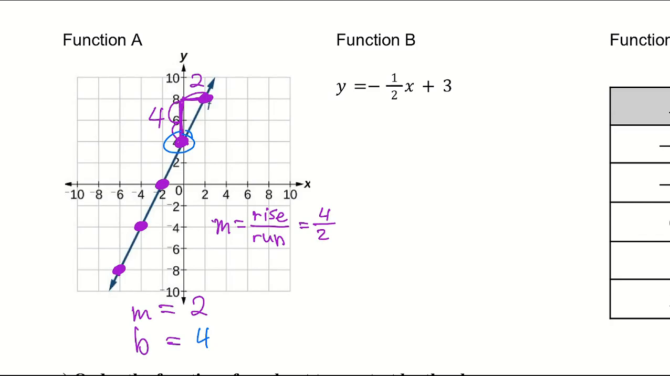For function b, let me fix this, keep it blue. For function b, this is the equation y equals mx plus b, and so my slope m is going to be negative 1/2, and my y-intercept b is going to be positive 3.